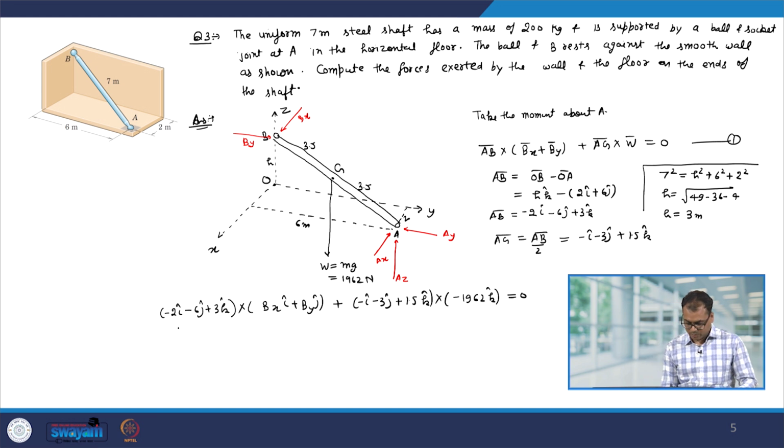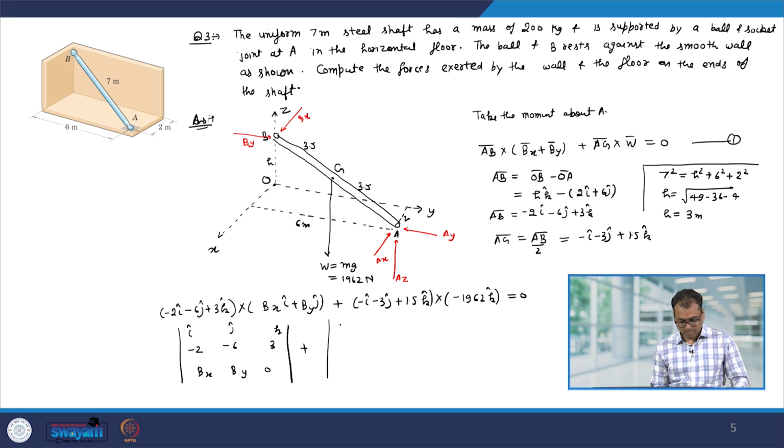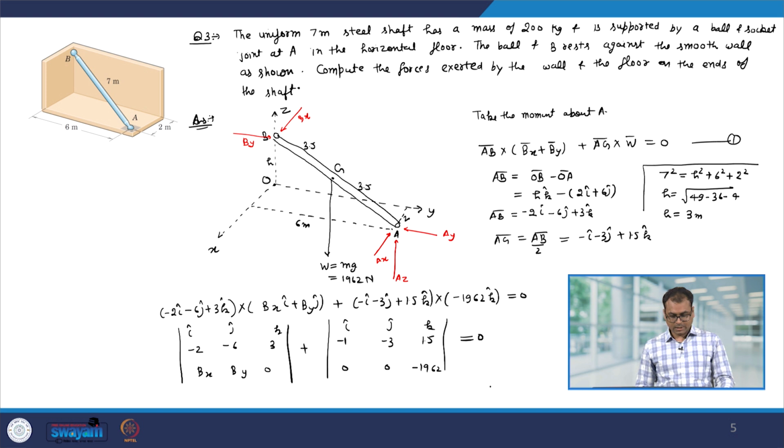And this is a very simple cross product. So, let us first calculate it. We have I j k, minus 2 minus 6 3, BX BY BZ, plus again I j k, minus 1 minus 3 1.5, 0 0 minus 1962, equal to 0. So, this is the equation that we have.